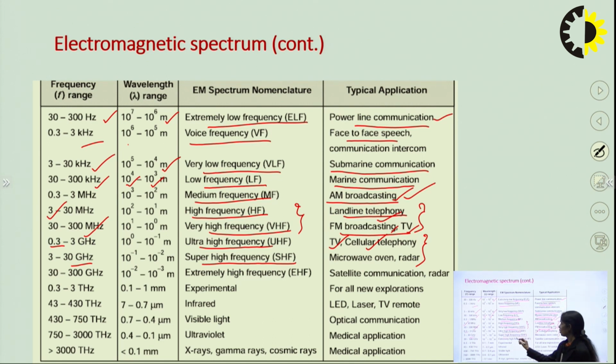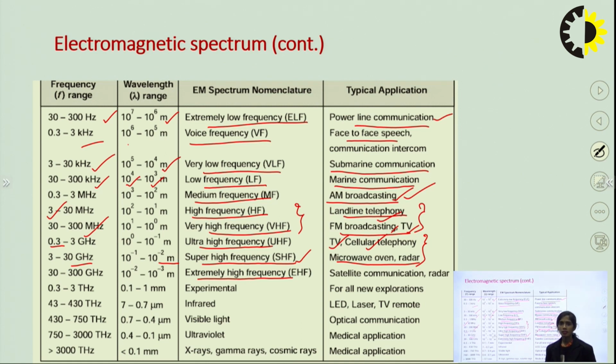And also this high frequency range of 30 gigahertz, which we call super high frequency, can be used in microwave ovens and is found in radar applications. So these different frequencies have many important applications. Now next we come to extremely high frequency, which is basically used for satellite communication.